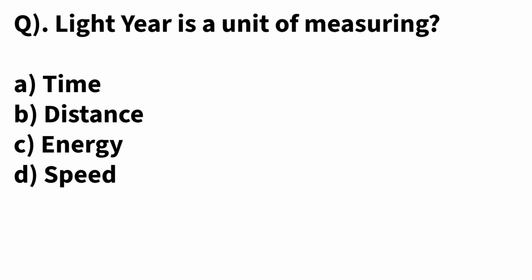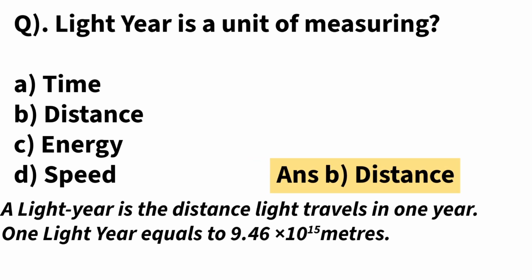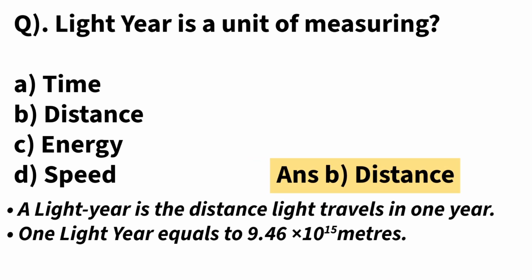Light year is a unit of measuring. The answer is option B, distance. A light year is the distance light travels in 1 year. 1 light year equals 9.46 × 10^15 meters.